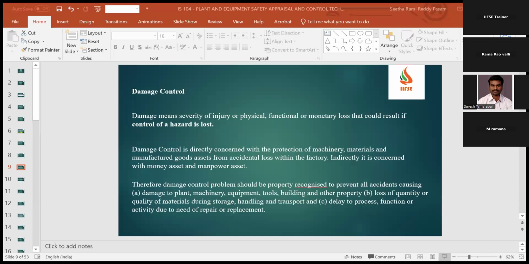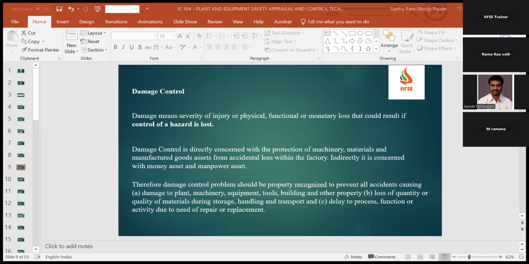So here, a loss of control means we know the hazard, we put in a control, but the control is not functioning well, resulting in damage. Okay. So damage control is directly concerned with the protection of machinery, materials, and manufactured goods, assets from accidental loss within the factory. Indirectly, it is concerned with the money asset and also manpower asset.